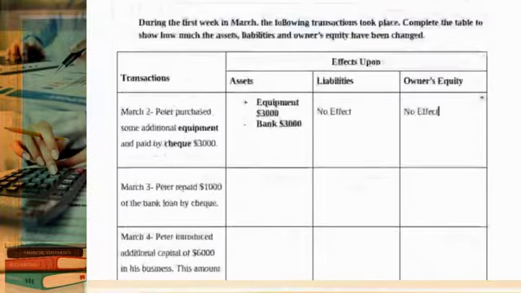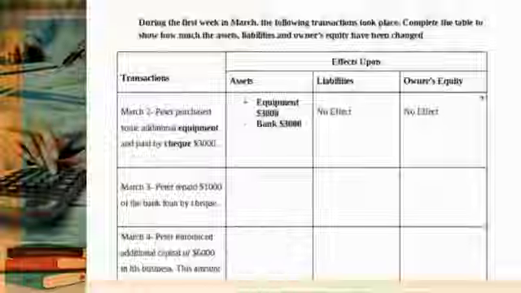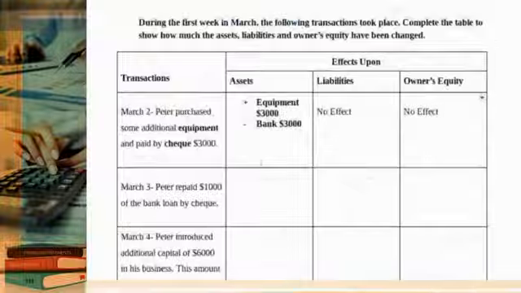So on March 3, Peter repaid $1,000 of the bank loan by check. Again, we're going to identify the two items that are being affected in this transaction. And it is bank loan and bank, because check represents bank.